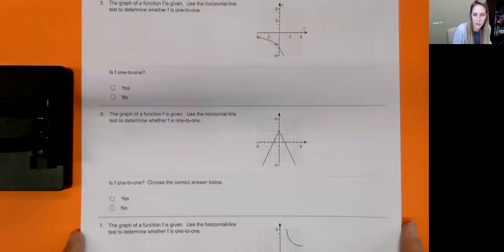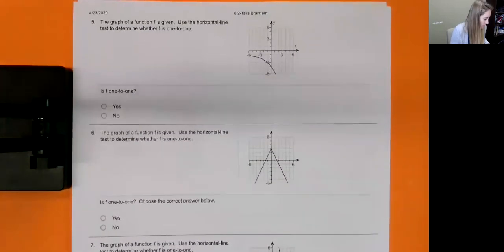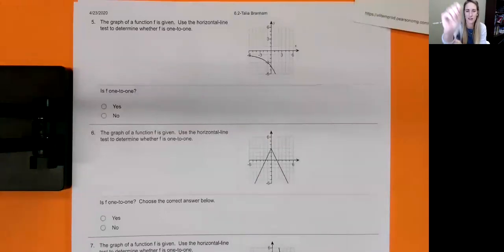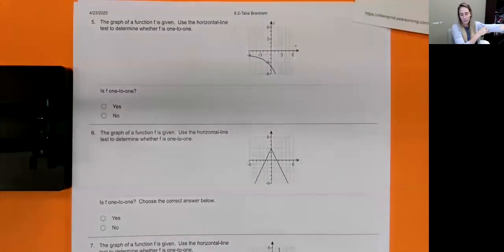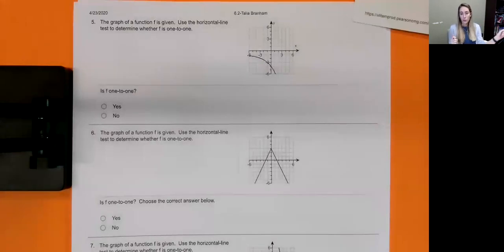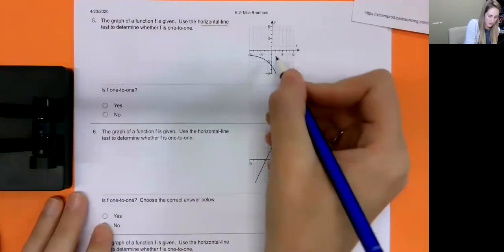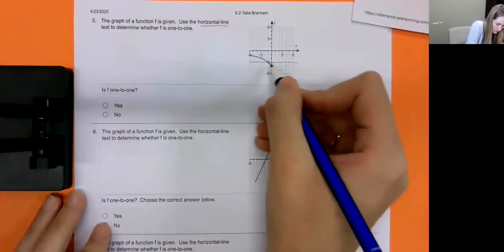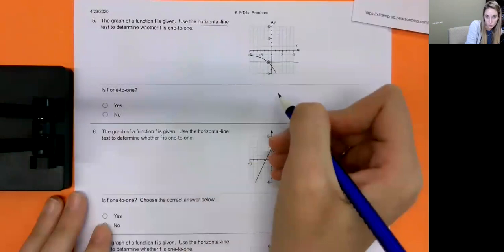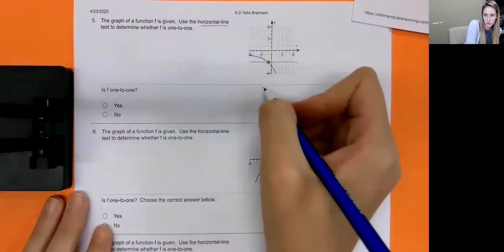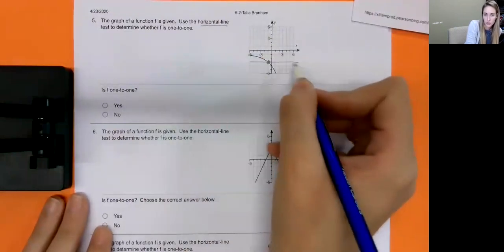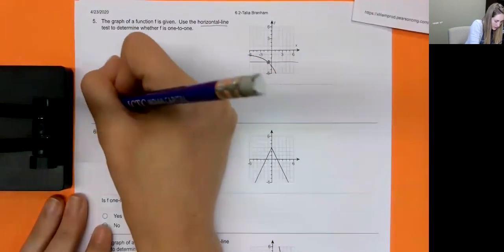So if you remember the vertical line test before, where we determined if a graph is of a function, because our vertical line would only cross it one time. Now for the one-to-one function, they have a horizontal line test. So that means if we draw our horizontal line and only touch the graph once, it's one-to-one. So this passes the vertical to be a function and the horizontal to be a one-to-one. So this one would be yes.